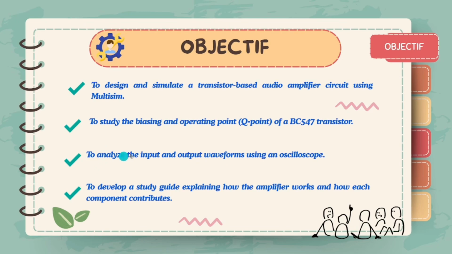The third part is to analyze the input and output waveforms using an oscilloscope. We use the oscilloscope in our Multisim to visualize the input signal from the condenser mic and also the output signal from the transistor's collector. The last objective is to develop a study guide explaining how the amplifier works and how each component contributes.